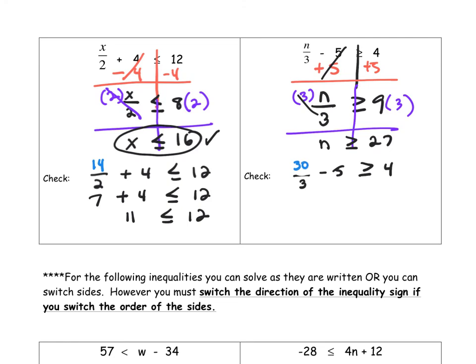If you said 30, you're correct. 30 divided by 3 would be 10. 10 minus 5 would give us 5, which is greater than or equal to 4. Okay, let's just explore the next set, and then we're finished. I know this is a long lesson, so hang in there with me.